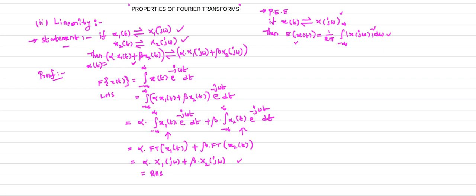Once again I will repeat the linearity property. To explain the linearity property, let us consider two signals in the continuous time domain. So x1 of t is a signal given to you, its Fourier transform is x1 of j omega. x2 of t is another signal, its corresponding Fourier transform is x2 of j omega.